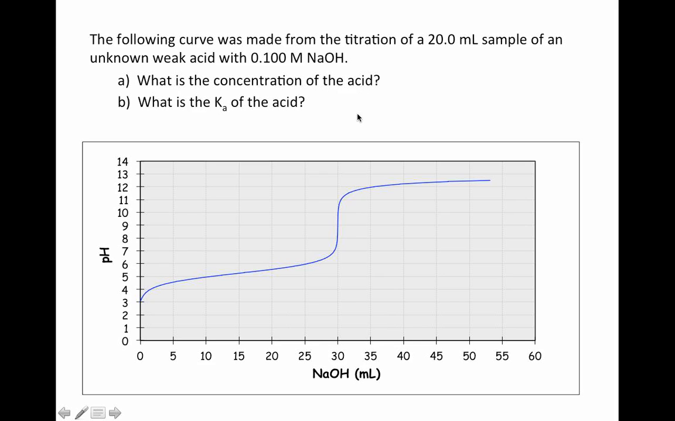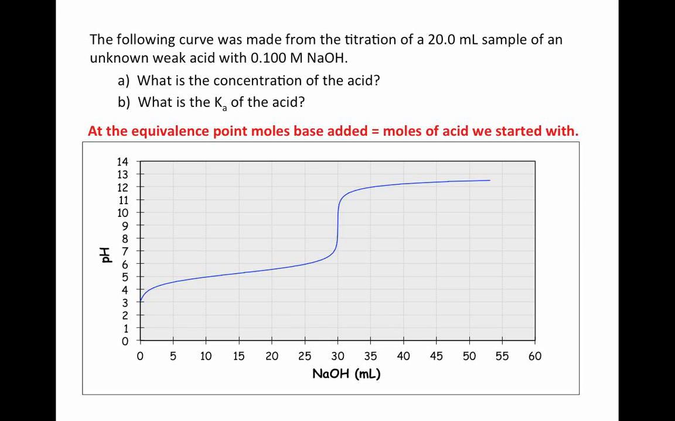So to answer this question, we're going to use the equivalence point. And the equivalence point is the point where the pH changes the most rapidly. So the equivalence point we can see happens about right here, and it happens at a volume of 30 milliliters of sodium hydroxide being added. So the way we're going to find the concentration of the acid is we're going to use that at the equivalence point, the moles of the base that we added is equal to the number of moles of acid that we started with. And so let's finish this problem on the next slide.